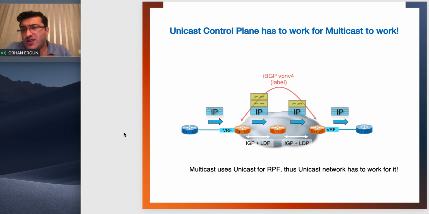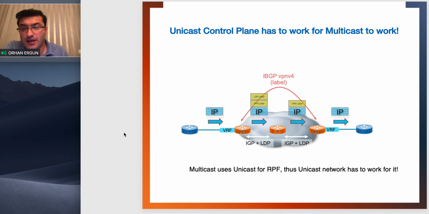So now slowly we are going to understand what the requirements for multicast VPN are. What I told you in the IP multicast case when we discussed PIM, unicast routing has to work. Same thing here. Unicast VPN has to work for multicast VPNs. Because again, we will rely on the RPF, and multicast relies on unicast reachability. It has to be there.